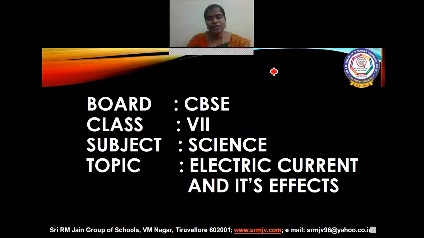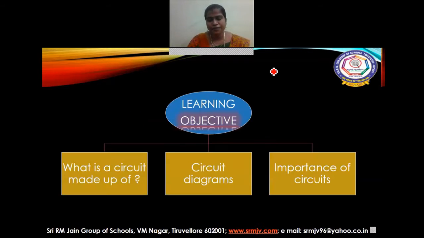CBSE class 7 science, and the name of the lesson is electric current and its effects. In our previous class we have learnt about the potential difference, in other words voltage. And in this video we are going to learn about what a circuit is made up of, circuit diagrams, and the importance of circuits. Now let's get started.